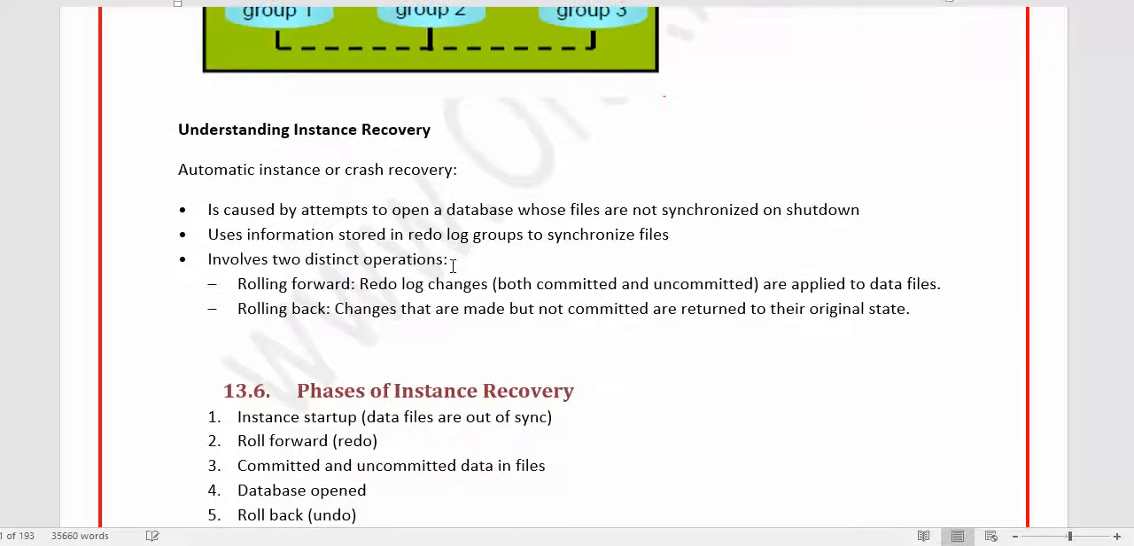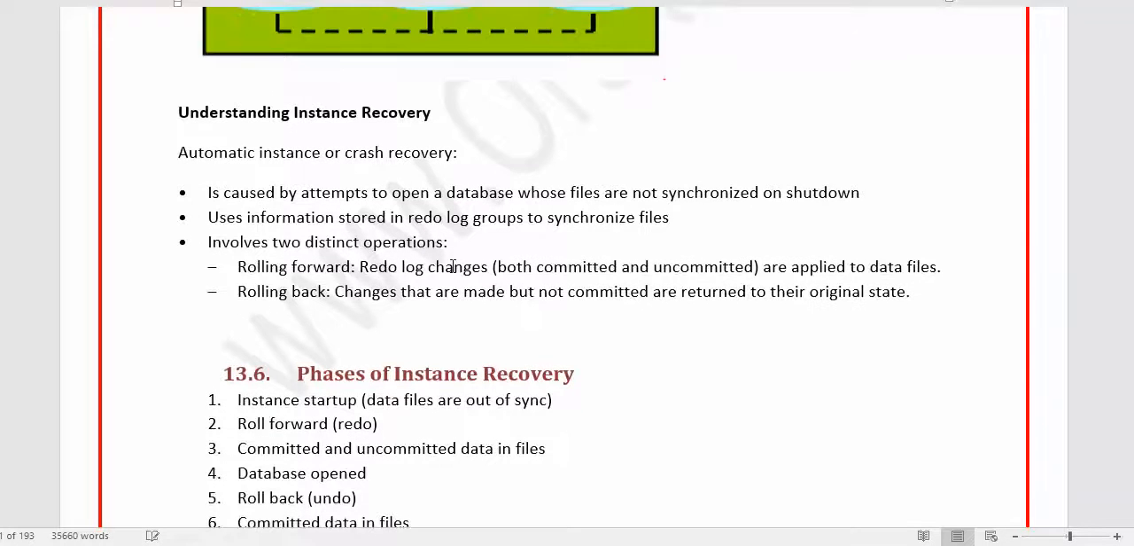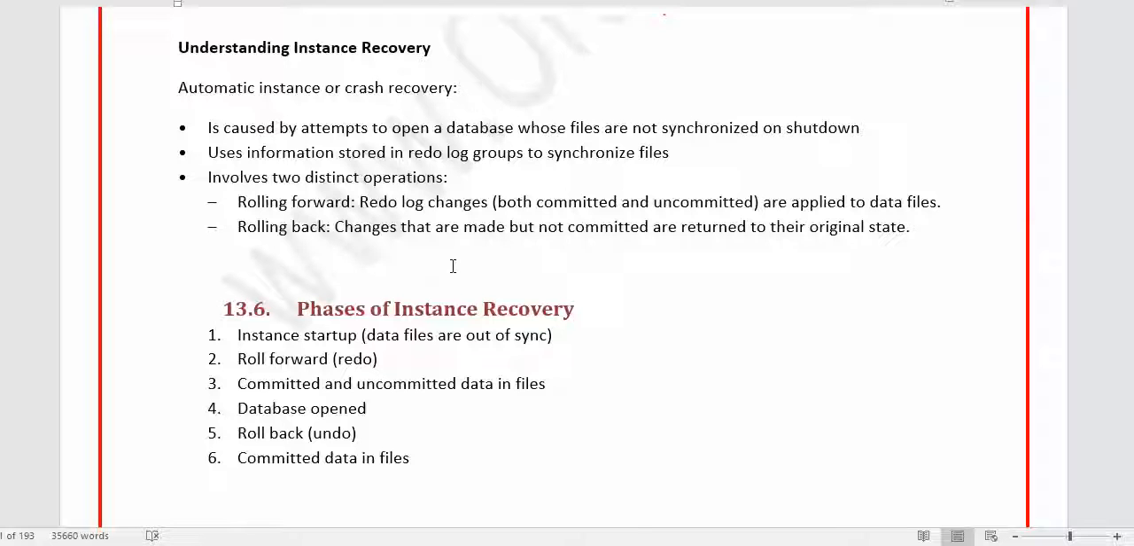Now, how do we understand this recovery process? Because we know the responsibilities of CKPT and also the log writer and the redo log files in the instance recovery. But what are the two primary operations that run in the background? One is roll forward and one is roll backward. What does it mean? Now I will tell you with the help of a small example.